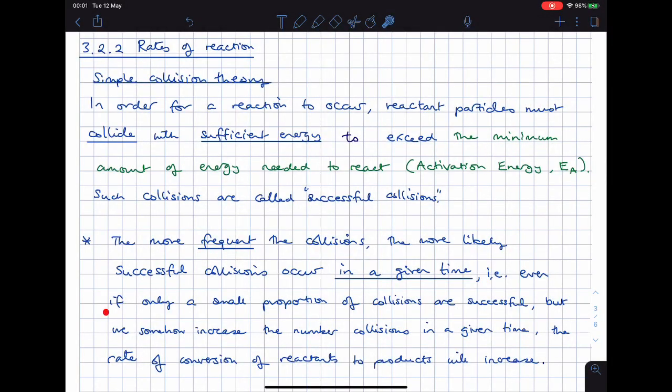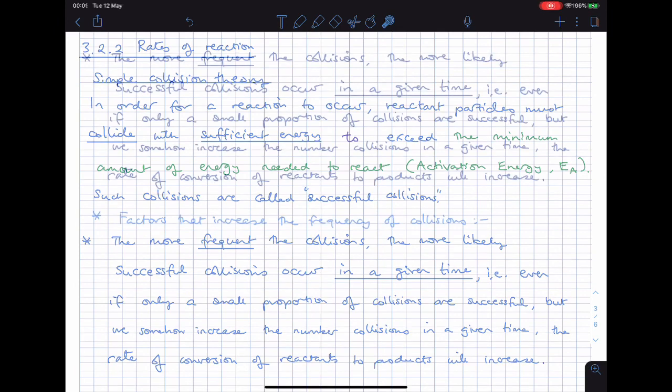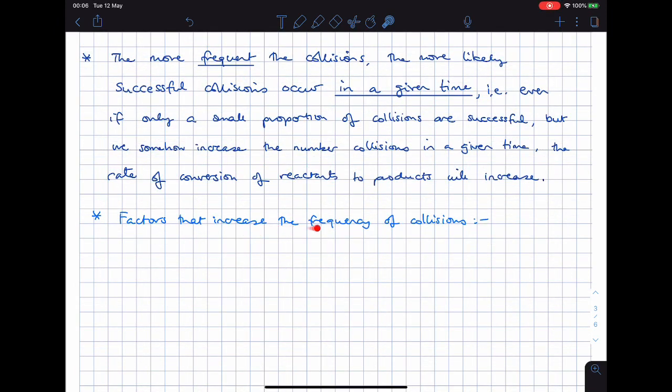So even if only a small proportion of collisions are successful, but we somehow increase the number of collisions in a given time, the rate of conversion of reactants to products, or the rate of reaction, will also increase. Now I'll talk about some of the factors that will influence the number of collisions in a given time a bit later on. So what factors then will increase the frequency of collisions and therefore lead to the frequency of successful collisions increasing and therefore causing the rate of reaction to increase?